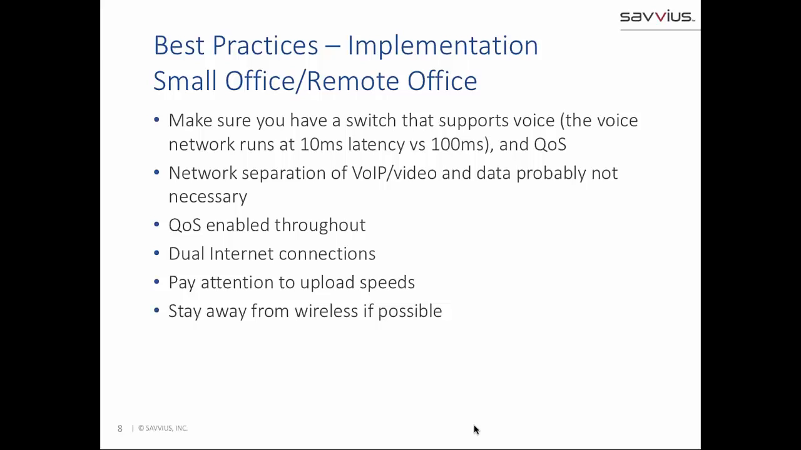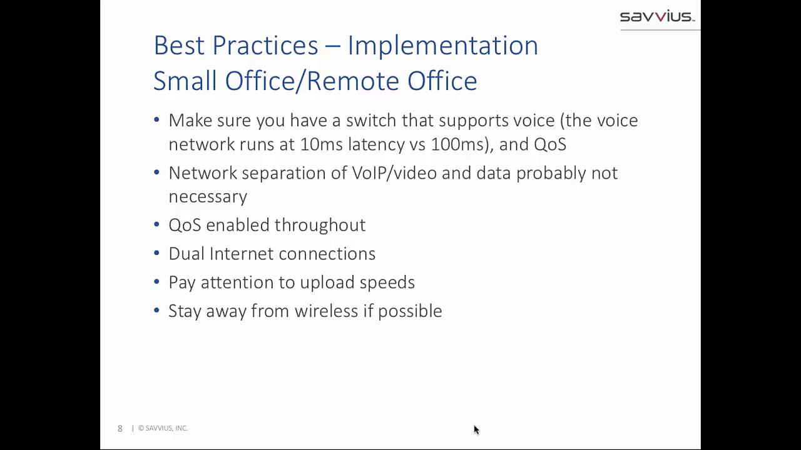Second area of implementation are small and remote offices. In contrast to the large enterprise, maybe offices that are 50 or less, and in a lot of cases, offices that are maybe even smaller than that, like 10, 15, 20 people. Some of the things you might want to consider there are a little different than in the large enterprise.